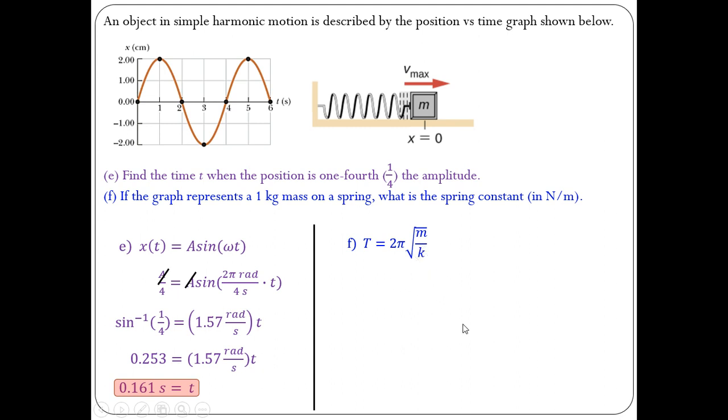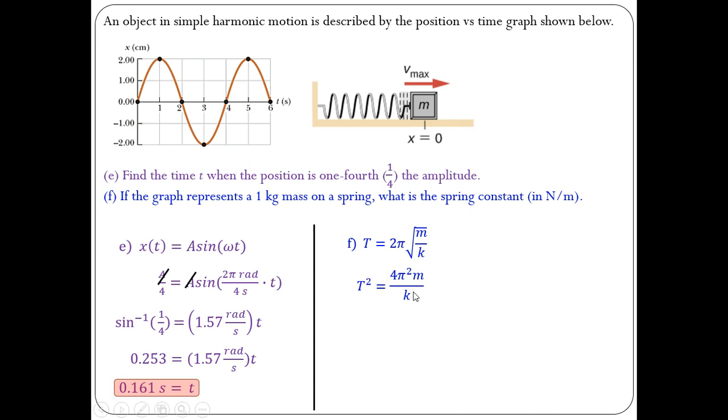So to do this properly, let's go ahead and square both sides. Squaring both sides leaves us with T squared. 2 squared is 4. Pi squared is pi squared. And then squaring both sides simply gets rid of this radical sign that's over m over k. So that simply gets rid of the radical sign. So I just carry m over k down.